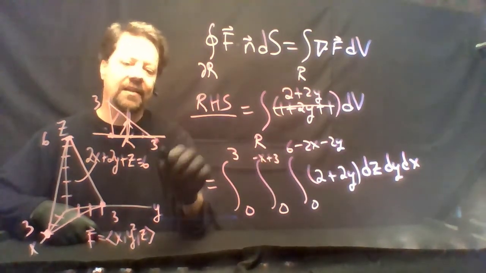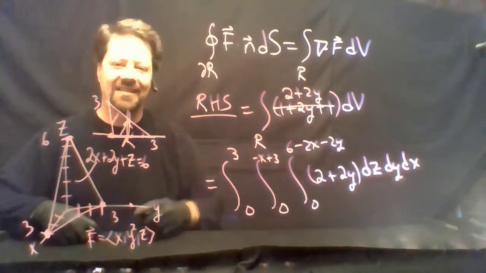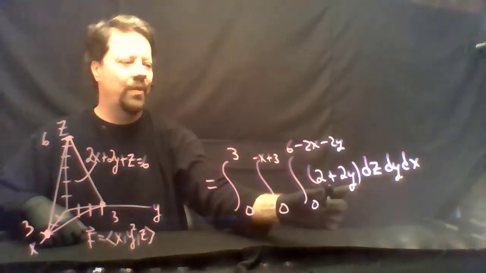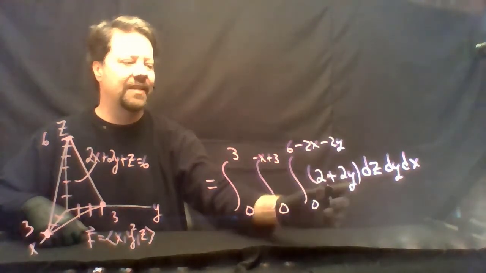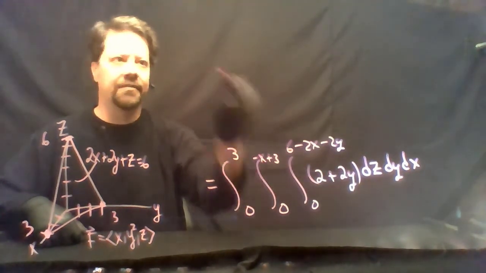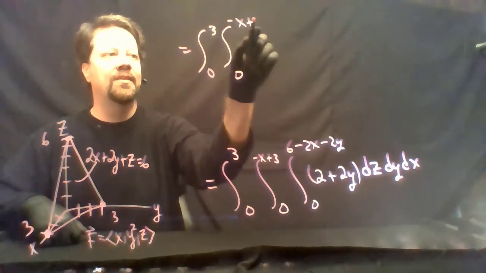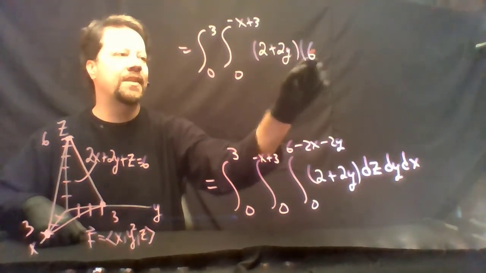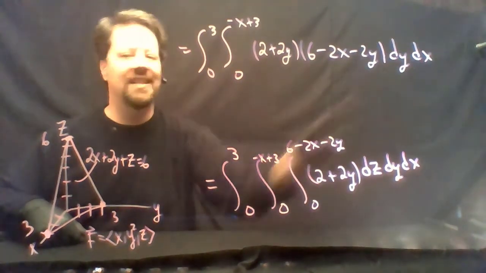We have a straight line with a slope of negative 1 and an intercept of 3. This is going to be the value of the total flux. With respect to z, the quantity 2 plus 2y is constant. So when we integrate with respect to z, we get the constant 2 plus 2y times the length of the interval. This gives us the integral from 0 to 3, the integral from 0 to negative x plus 3 of the quantity 2 plus 2y times 6 minus 2x minus 2y dy dx.